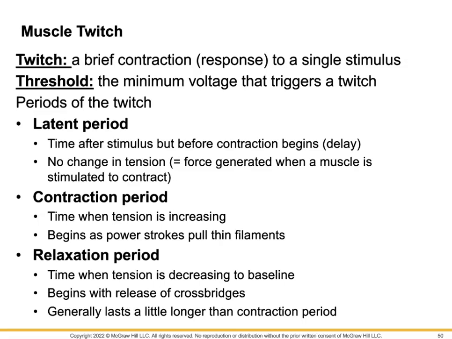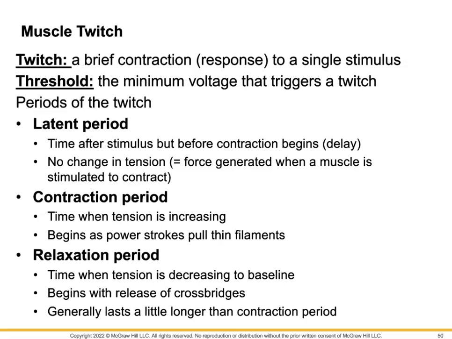A muscle twitch is a single brief contraction in response to a muscle being stimulated. The minimum voltage needed to stimulate that muscle to contract is the threshold. If the voltage is not enough to stimulate contraction, we call that a sub-threshold stimulus.